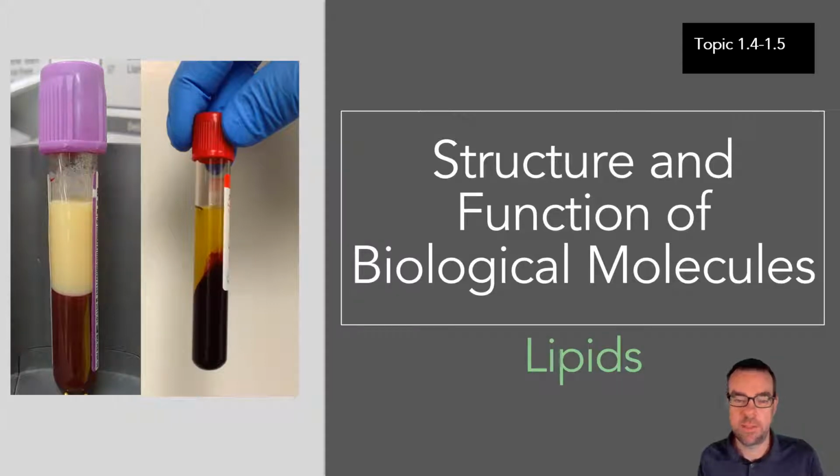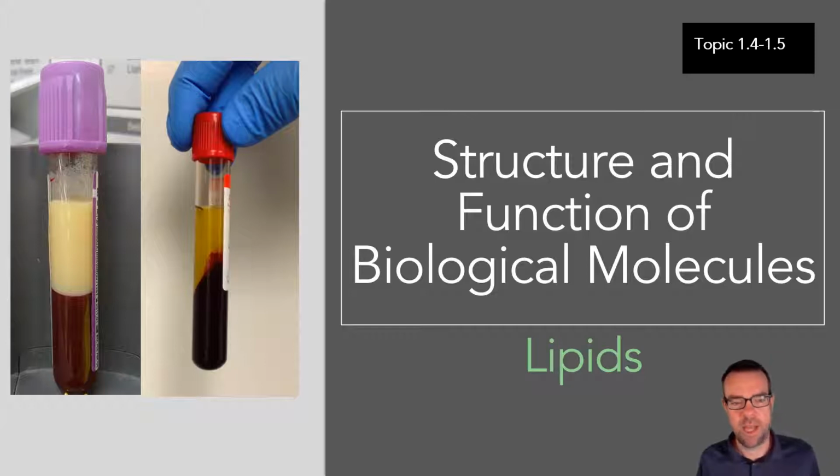Today I want to talk to you about lipids. If you look at the blood samples to the side there, you'll notice that they're quite different. The one with the red cap is actually a normal blood sample, with plasma on the top and red blood cells on the bottom. But the one with a purple cap actually has what's known as hyperlipidemia, which is too much lipid in the blood.